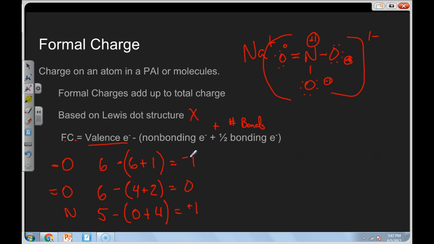Now you'll notice that the formal charges will always add up to the overall charge on whatever it is that we're looking at. So if it's an ion, the sum of the formal charges will add up to the ion total.